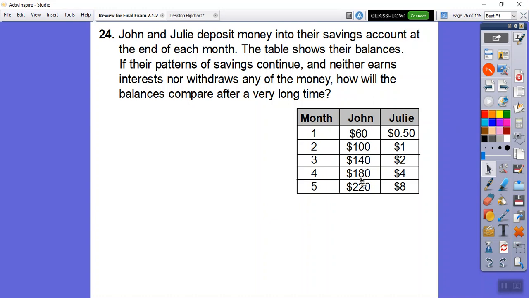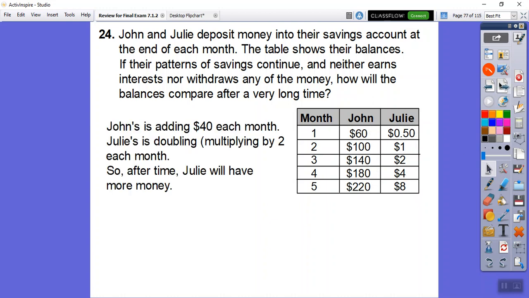So this one's arithmetic. This one's geometric. 50 cents times 2 is a dollar. A dollar times 2 is 2 bucks. 4 bucks times 2. Anything that's exponentially growing will increase a lot more than anything arithmetic. So Julie's going to have more money in the long run because hers is exponential. Hers is multiplying more. I think the textbook says it's growing by a factor of 2, something like that. So just find out who's exponential.